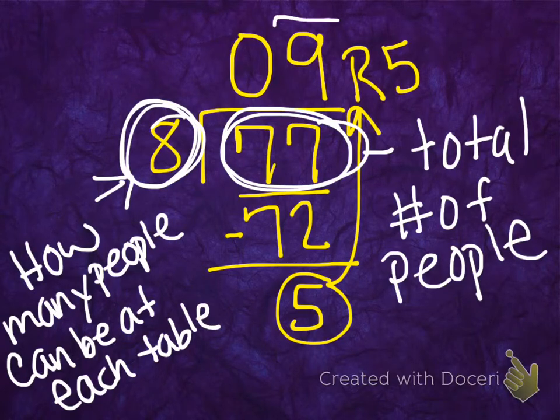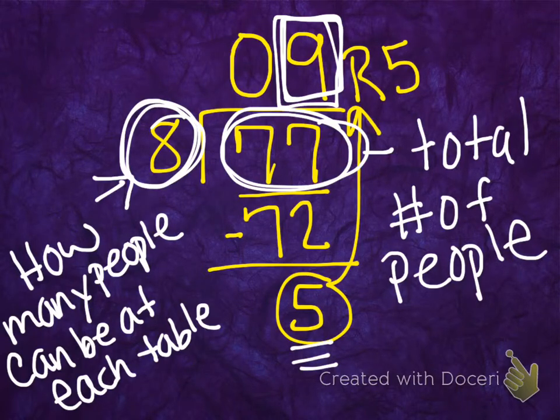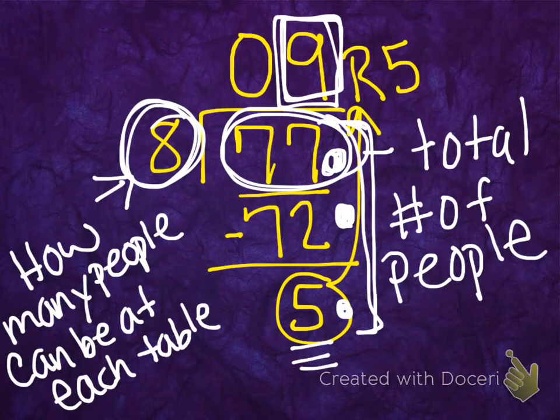So our answer up here is saying that we need 9 tables, but what does this 5 mean, that remainder? Is it talking about tables? Is it talking about people? Well, we're taking 77 people up here and taking 72 away, so that means we're left with 5 people. We're talking about people all right here. So is it fair for me just to tell those people to stand?